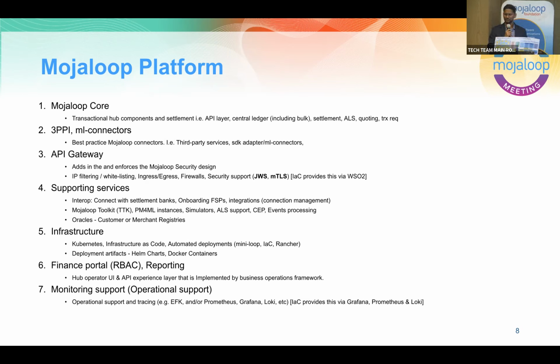And then we have the Mojaloop toolkit, which we heard in detail in some of the previous sessions. Oracles for various types and identifiers supported. And the infrastructure side of things, what do we use? So what do we need? The Kubernetes infrastructure as code, Miniloop, Rancher, automated releases and deployments. And then finance portal, of course.